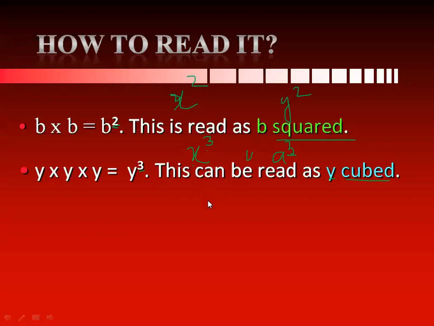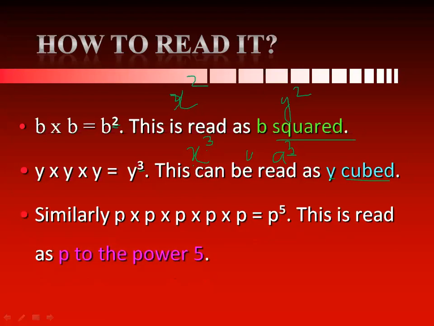What happens if you have an exponent greater than 3? How will you read it? Suppose you have p multiplied by p multiplied by p multiplied by p multiplied by p. Your base here is p, and how many times is it multiplied? 5 times: 1, 2, 3, 4, 5. So it is p to the power 5, and it is read simply as p to the power 5.